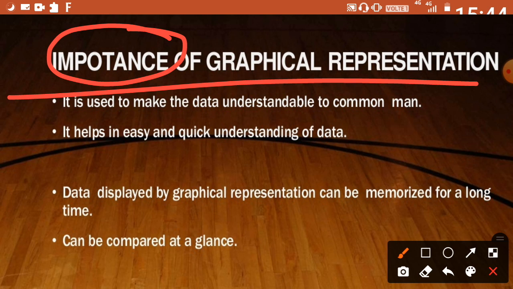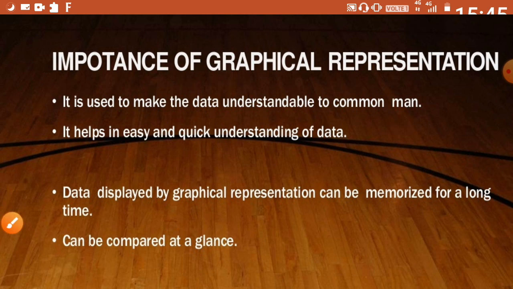So what is the importance of graphical presentation? By graphical presentation, I can make the data easily understandable to the common man, right? By looking at the mathematical picture, a common man who is ignorant about mathematics can easily understand what is there in the pie chart, the column graph, the bar graph, or the histogram. It's very easy to precise our information, as well as to understand it. So that's the importance of graphical presentation. Let's move to the next slide.